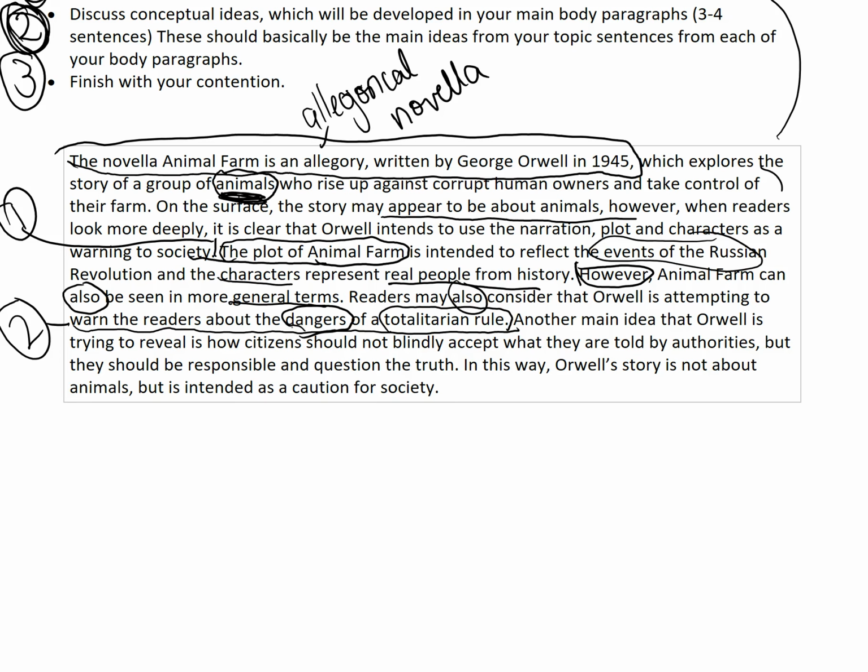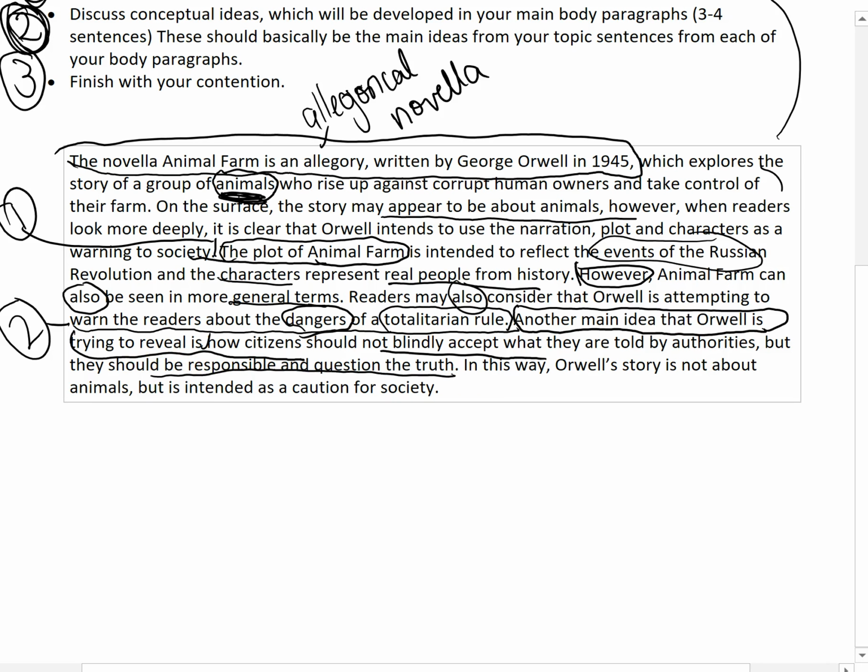And here, this student has been so clear, they've signposted that their third main idea is coming because they've actually written another main idea that Orwell, can you see that here? Another main idea that Orwell is trying to reveal is how citizens should not blindly accept what they are told by authorities, but they should be responsible and question the truth. So this is the third body paragraph.